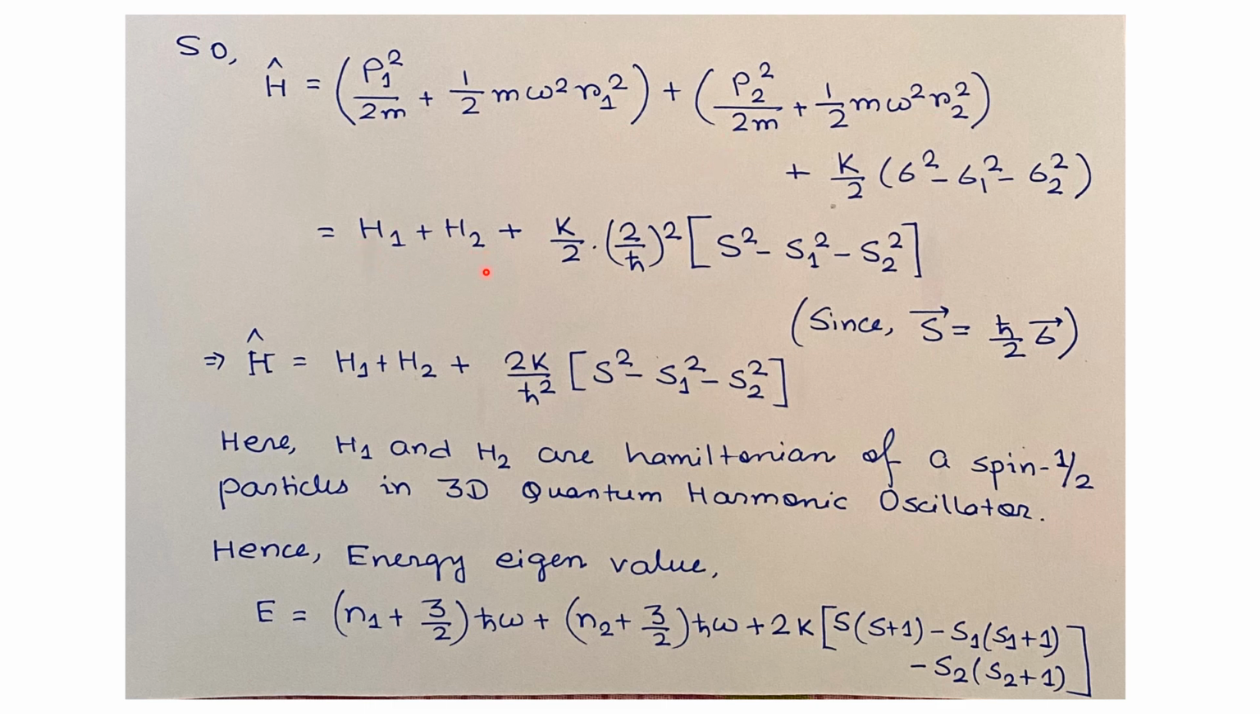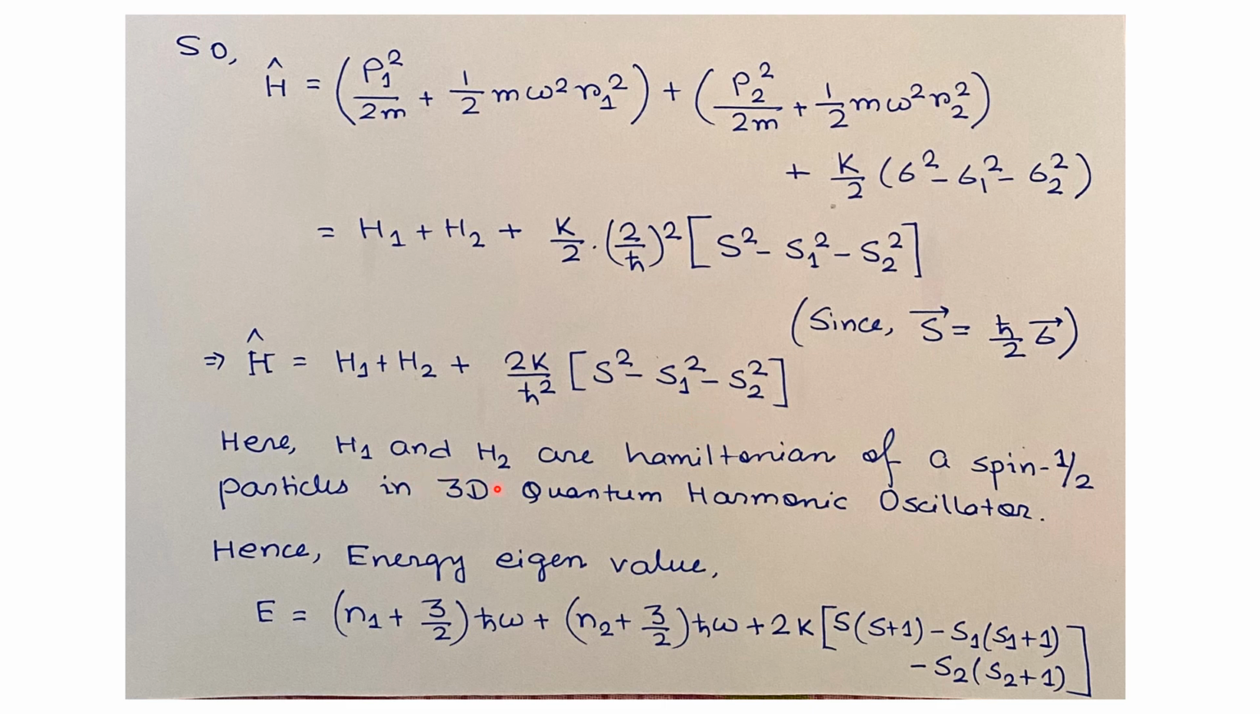So, H1 and H2 are basically Hamiltonians for three-dimensional quantum harmonic oscillators, and the last term, the spin-spin coupling term, can be written as k/2 times (2/ħ)² times (S² − S1² − S2²), because we can relate the spin operator and the Pauli matrices by the relation S vector = (ħ/2) σ vector. So we have the Hamiltonian H1 + H2 + (2k/ħ²)(S² − S1² − S2²).